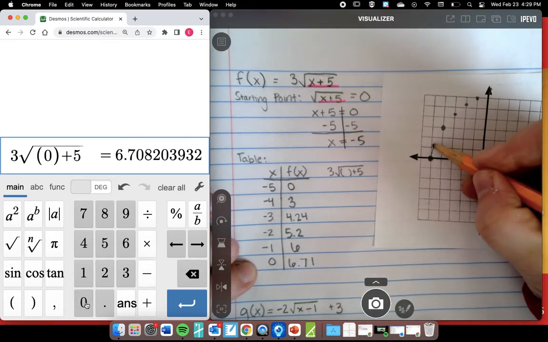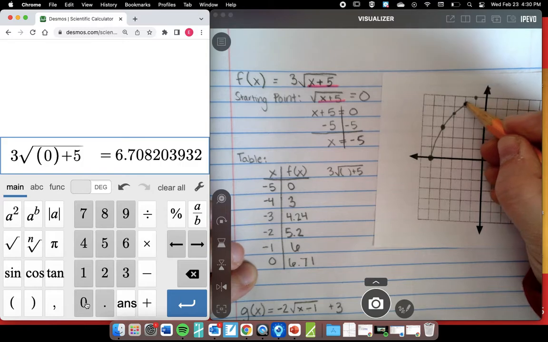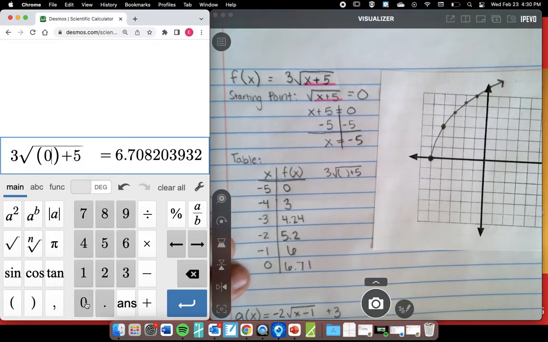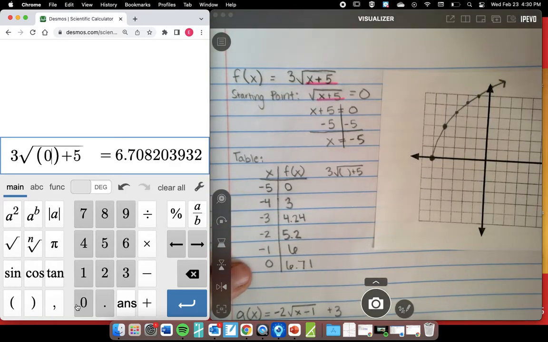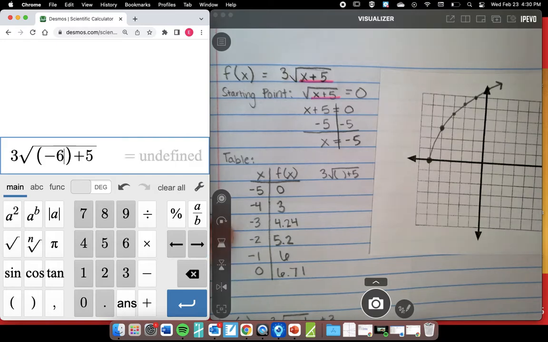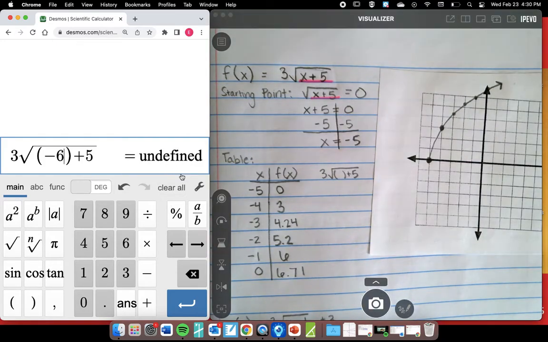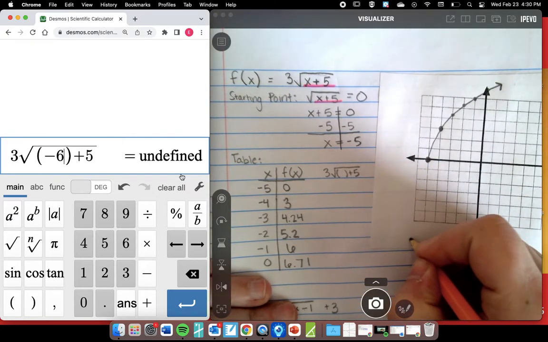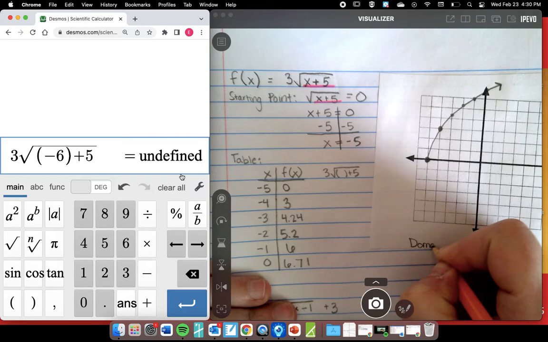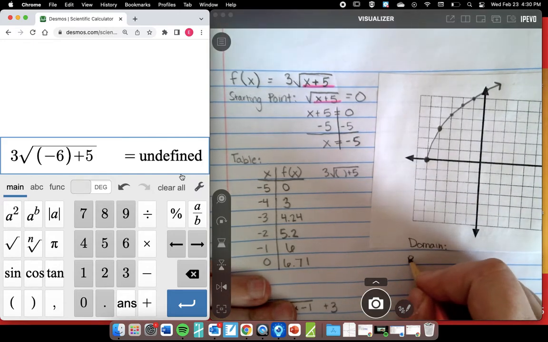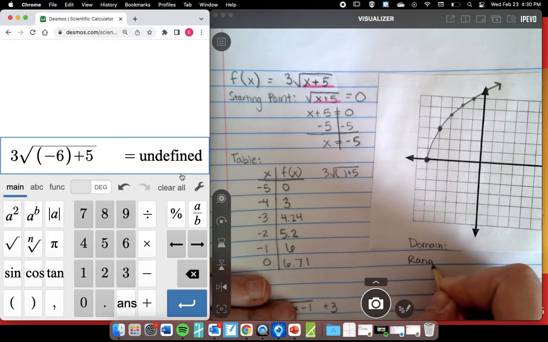So we get this kind of curved line going upwards. And it's going to just keep going in one direction. Because if I put in a number less than negative 5, let's say I put in negative 6, remember it's going to give me that undefined. It's going to tell me that I can't do that. So we're going to find our domain and our range. For our domain, we're going to go left and right, and for our range, we're going to go up and down.